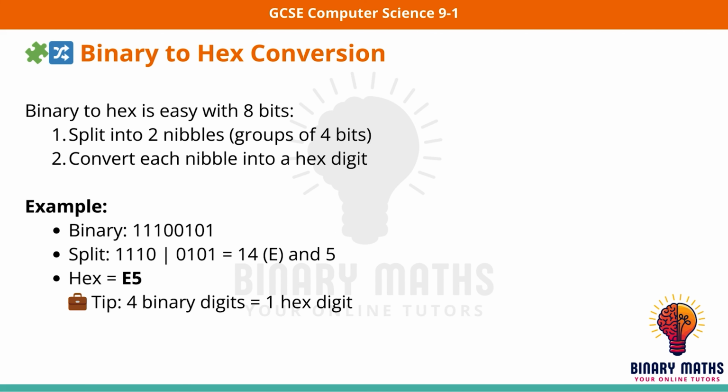Here's a trick to convert binary to hex. Split the 8-bit binary into two 4-bit nibbles. For example, 11100101 would end up being 1110 and 0101. Convert each nibble to hex. So 1110 would equal 14, and 14 in hex is the letter E. 0101 would equal 5, and 5 in hex is 5.